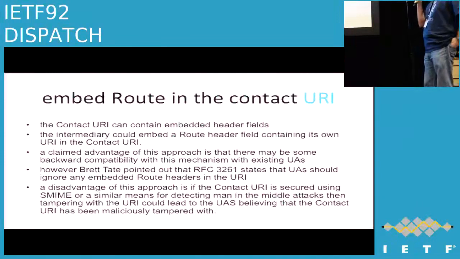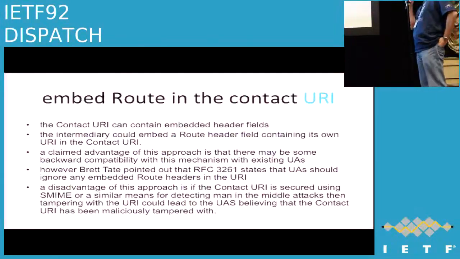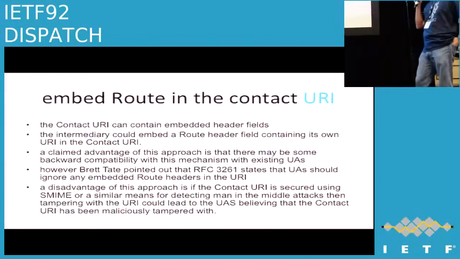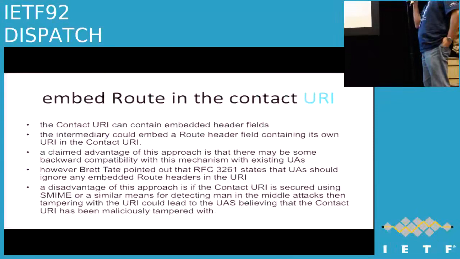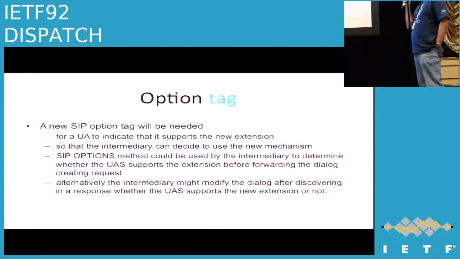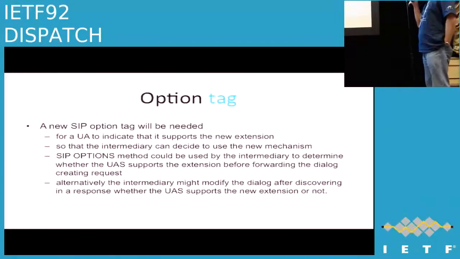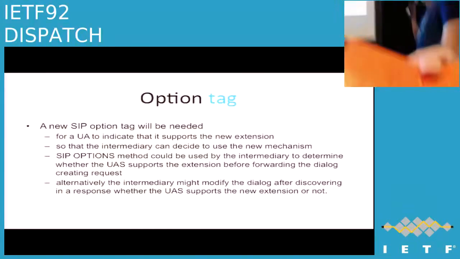Next slide. We proposed there would be some option tags so that the intermediary would know whether the UA supports this mechanism, so that the intermediary can decide to use the new mechanism or not. The intermediary might need to use SIP OPTIONS in order to determine whether the UAS supports the extension before forwarding the dialog creating request, or alternatively, the intermediary might modify the dialog after discovering in a response whether the UAS supports the extension or not.